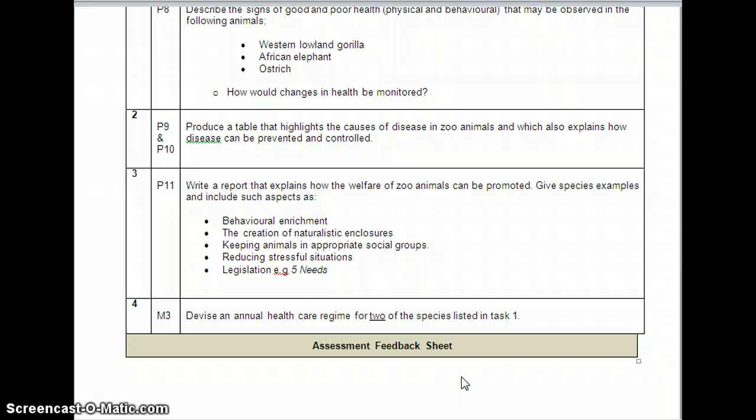For the merit task, all you need to do is devise an annual healthcare regime. So what I would advise is to draw up a table that includes the 12 months of the year, so January to December, and include in each month something to do with the health of the animal. So it may well be worming, it may be foot trimming, it could be doing a health check, could be doing a full health check, and if you do that you need to describe the difference between the two. You need to include vaccinations in there, and any other health checks that you may well need to do for that specific animal. So you need to choose 2 out of the gorilla, elephant and ostrich.